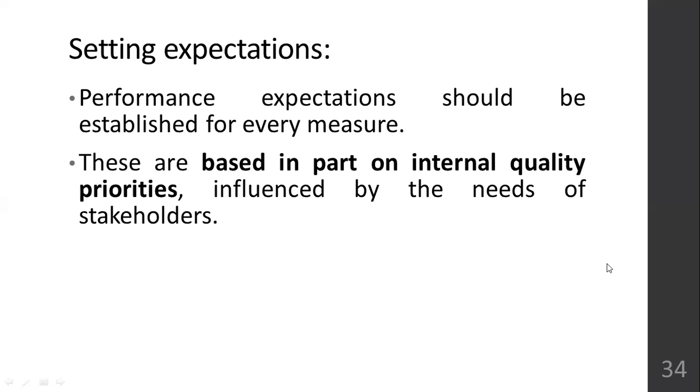These are based on internal quality priorities influenced by the needs of stakeholders, those who are the main decision makers, that is the top management and the stakeholders. They will have certain needs out of the organization. More profit means their stake will go high; their share in your organization will go high. More profit means internally quality has to be maintained. If there is no quality, there will be no profit. If there is no profit, shares of the stakeholders will fall down.